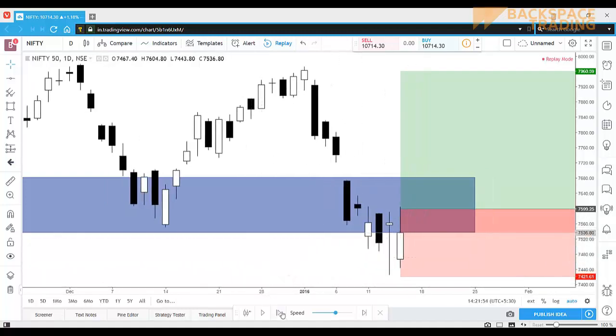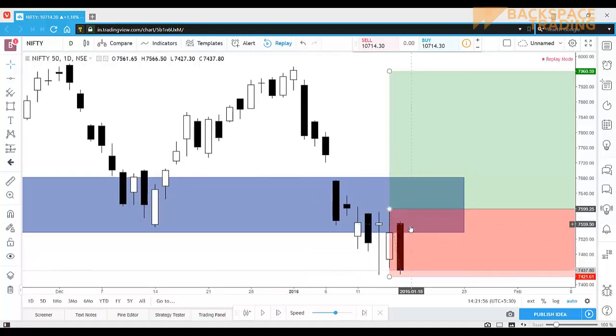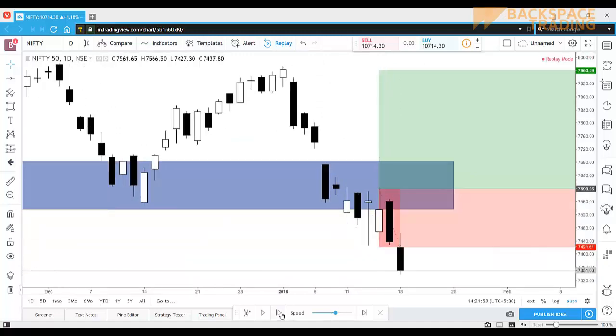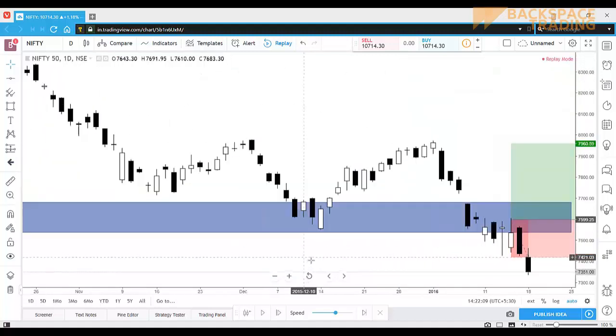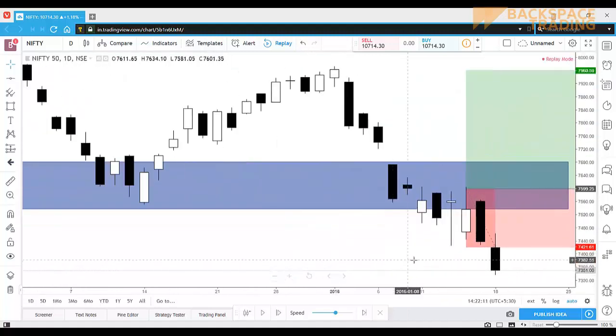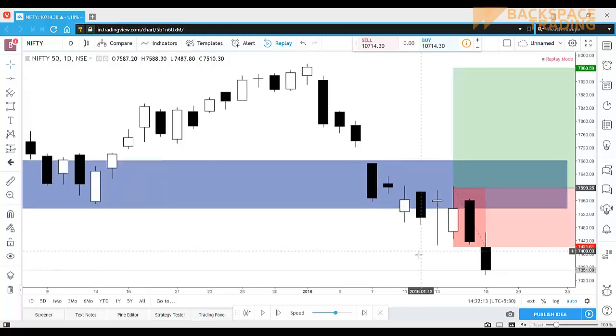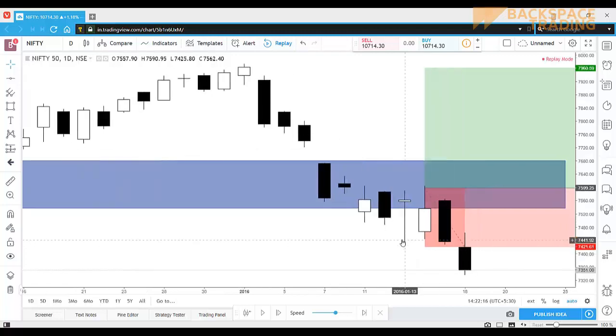What happens next? Candle almost goes near our stop loss, taking off our stop loss. Now what happens over here is, okay, sorry for the delay. Now what happened over here?